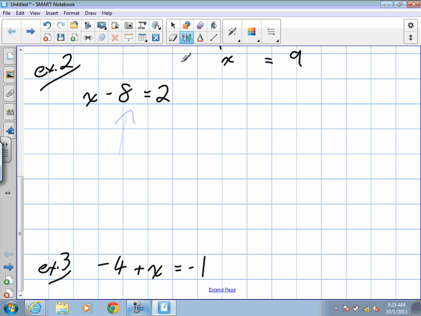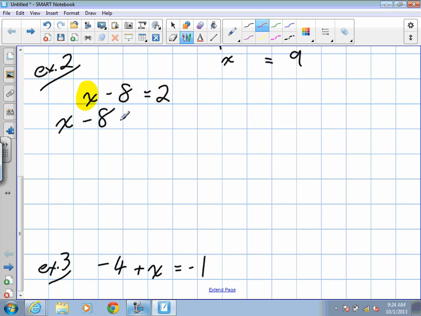So assuming we did the same idea, we need to isolate for our x. And I have negative 8 on the one side. Okay? So in order to create a 0, or eliminate negative 8, what would be the opposite operation of this? That's right. So we have x minus 8 plus 8.